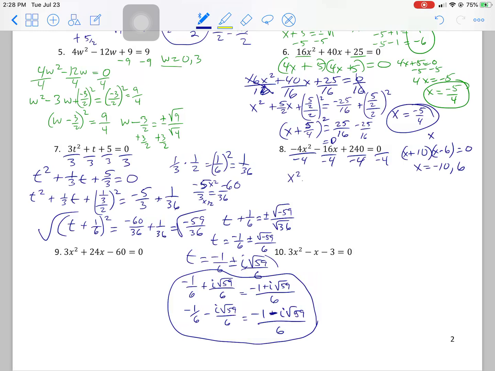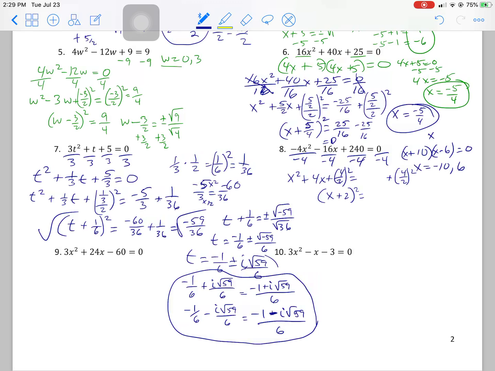All right, so x squared plus 4x, leave a space, negative 240 plus 4 over 2 squared. So this is going to be x plus 2 squared equals, this is going to be 2 squared, which is 4. 240 minus 4. Oh, you know what? I forgot to, hang on. That's not 240 anymore.